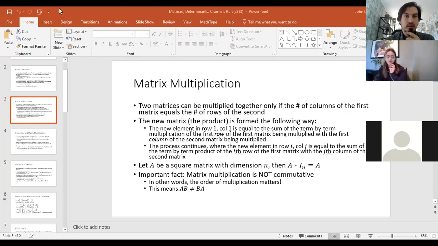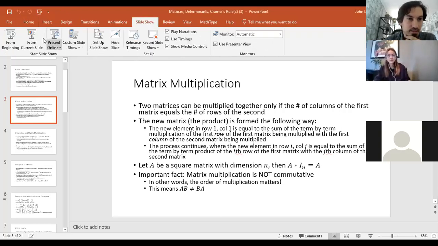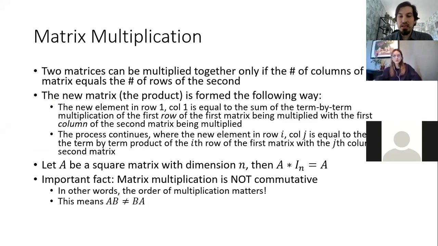I've got to share that with you. It is right here, the thing I would like to share. I can't press the slideshow button because it's in the way. Okay, matrix multiplication.